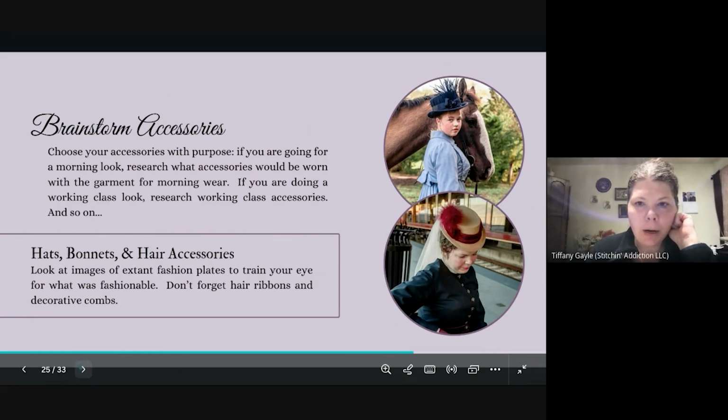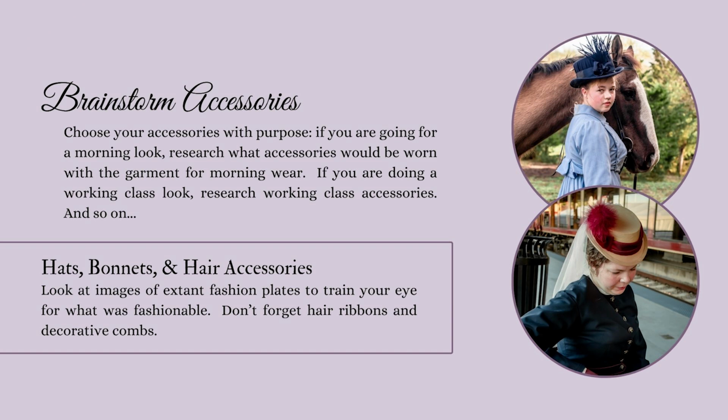So think about your hats, bonnets, and hair accessories. You can see 2 different hat examples here. Obviously, there are bonnets and hats galore throughout the 19th century. Don't forget hair ribbons for evening wear. Those are really fun. Decorative combs you can do that have pearls, flowers on them. In the Victorian period, they had the horn combs, which I don't think I have any pictures of. I have one that I have in some of my photos that I wear for evening wear sometimes. So those are all fun accessories.